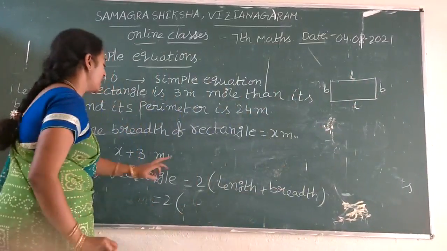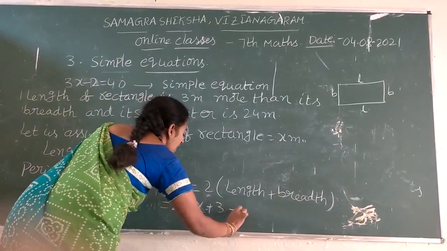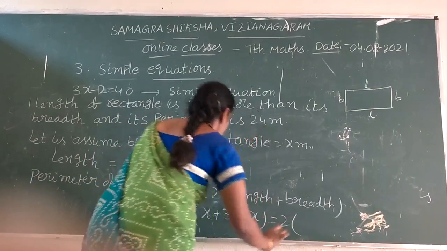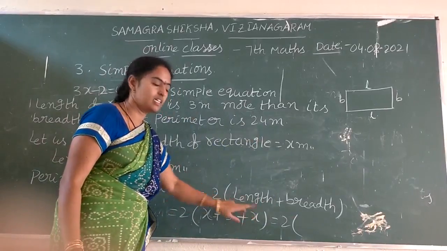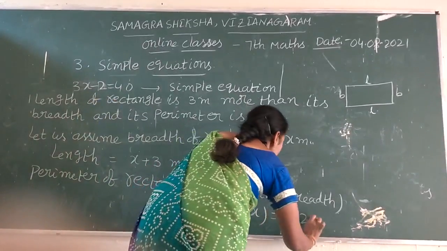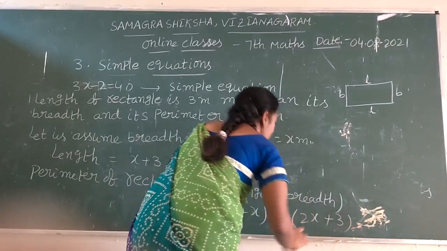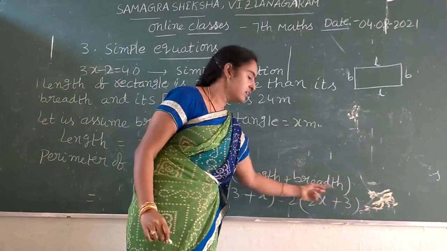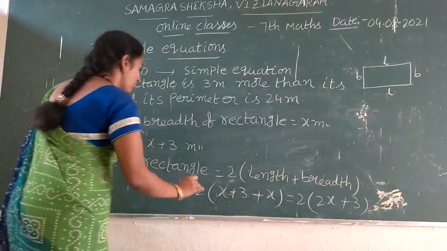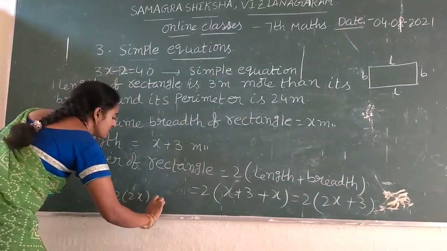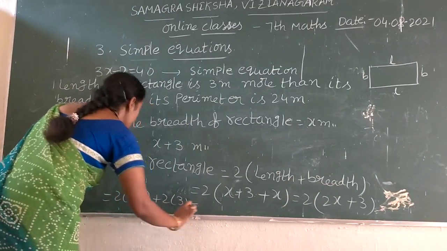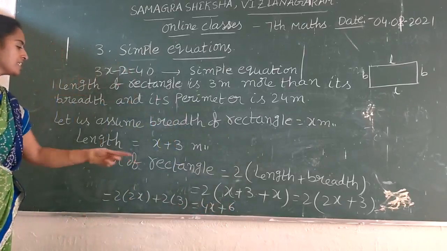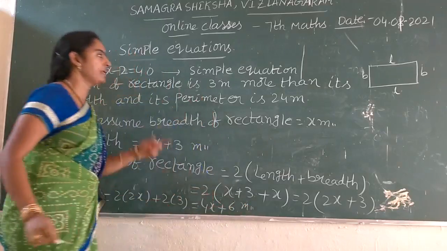So here, 2 into the length x plus 3 plus the breadth x. So this will become 2 into x plus x, which is 2x, plus 3. So here 2 into 2x plus 3. So 2 into 2x plus 2 into 3. This will become 4x plus 6. Here, 4x plus 6 meters is the perimeter of the rectangle.